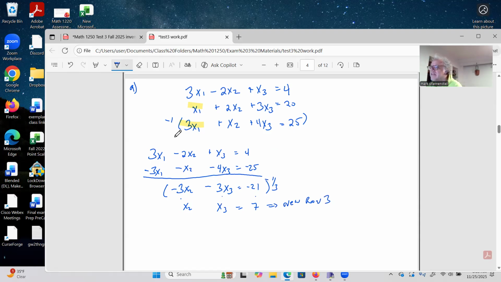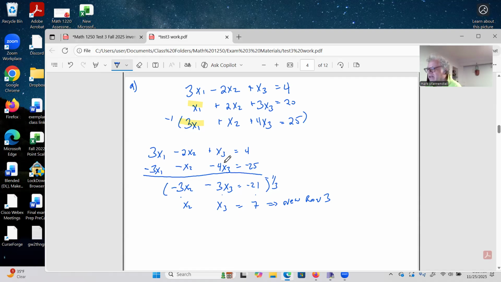The next thing is we have to accomplish the same thing for row 2. I want to get rid of this x1 in row 2. So I'm going to multiply row 2 by negative 3, because when I add these together, the x1 term is going to go away. Let's go ahead and rewrite my first row.